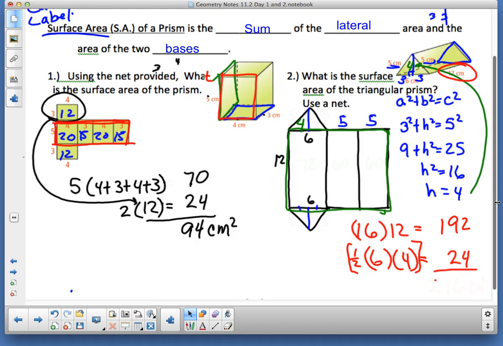What do we have to do that's special about this? How many of them are there? Say it louder. 2. All right, love it. There are 2 of them here. I have to know there are 2 bases. So the total is 24. Okay? Are you okay with how I got it?